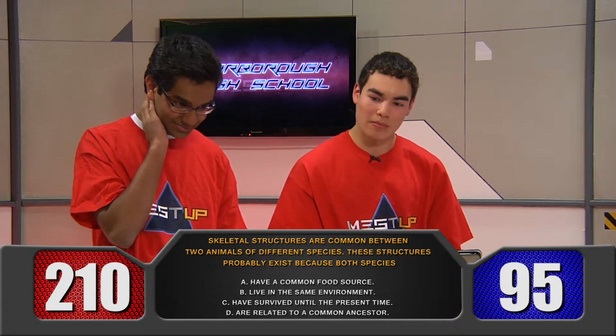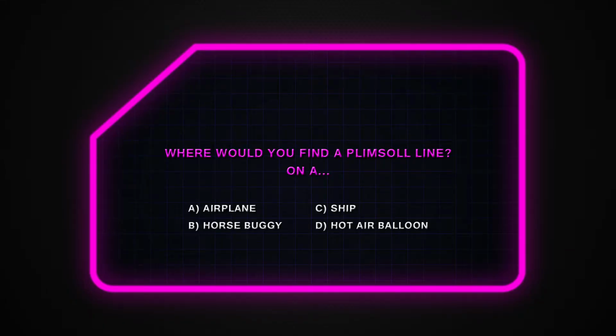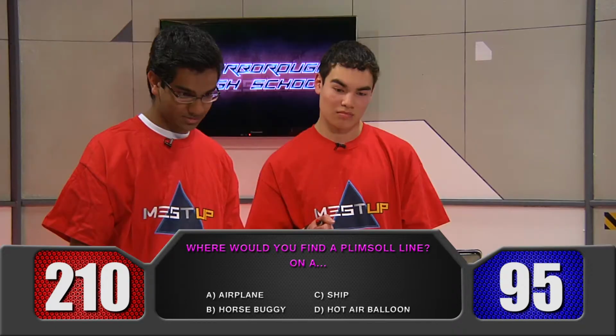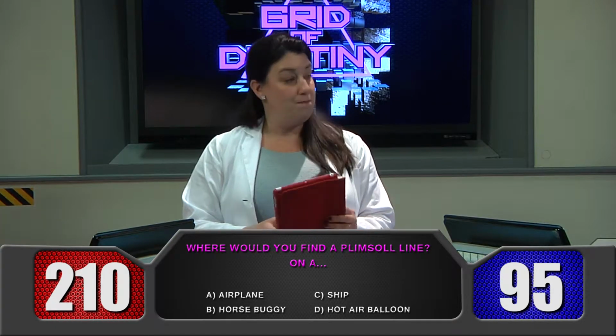Engineering 15. Where would you find a plimsoll line? On A, airplane, B, horse buggy, C, ship, or D, hot air balloon? Blue team. C, ship. That's correct.